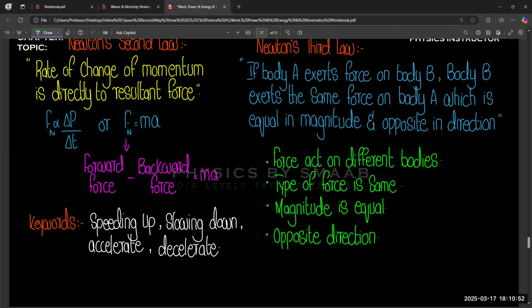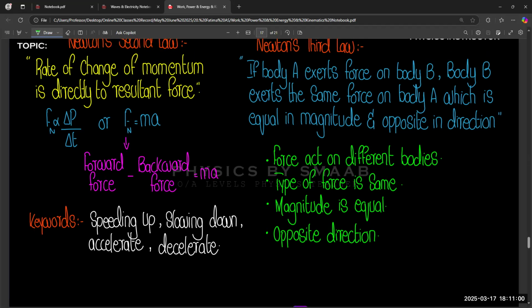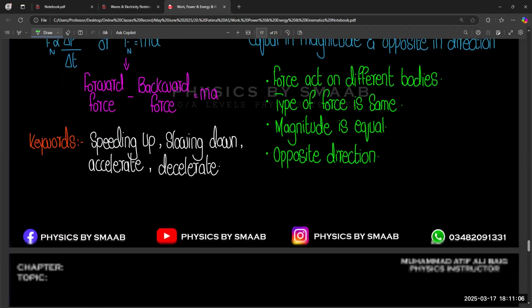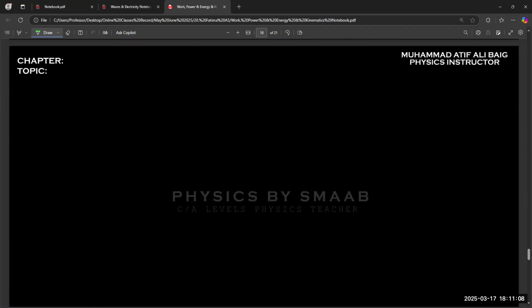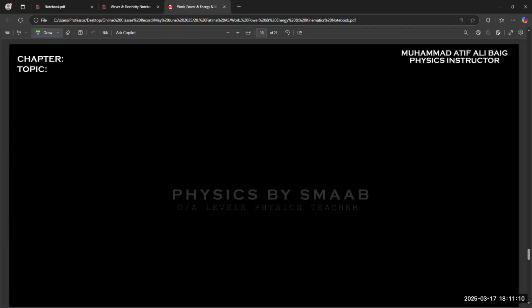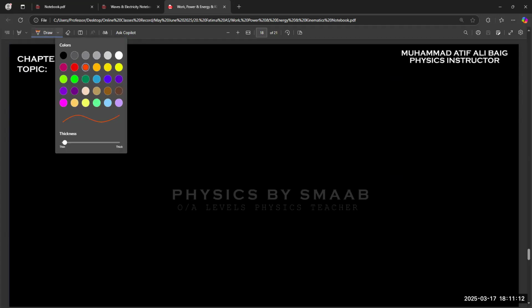We consider Newton's third law in a very easy pattern, and we get wrong answers mostly in MCQs, because in MCQs we have very close options. So let's suppose in Newton's third law examples, if we consider example 1.